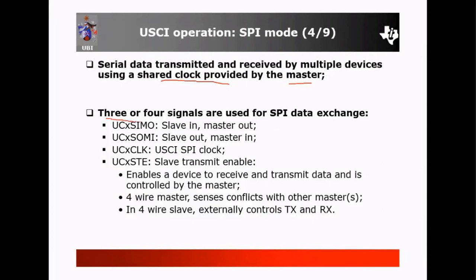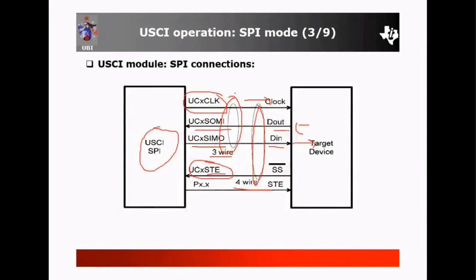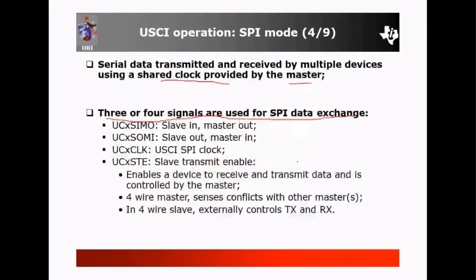Now there are 3 or 4 signals used for SPI data exchange. You can see the 3 lines and 4 lines. These 4 lines will be used for exchanging or sending the data. The first is called UCxSIMO, slave in master out. UCxSOMI, slave out master in. UCxCLK, the USCI SPI clock. UCxSTE, slave transmit enable. So with the help of these 4 signals, you can transfer the data.